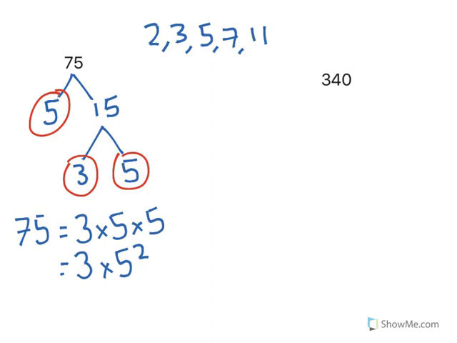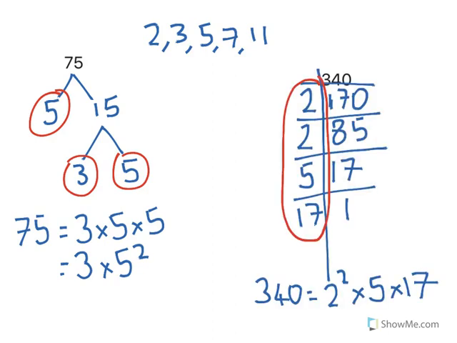So 75 becomes 3 times 5 squared, and 340, I was a bit mean and was a bit tricky with you because that has 17 in it, so it becomes 2 squared times 5 times 17.